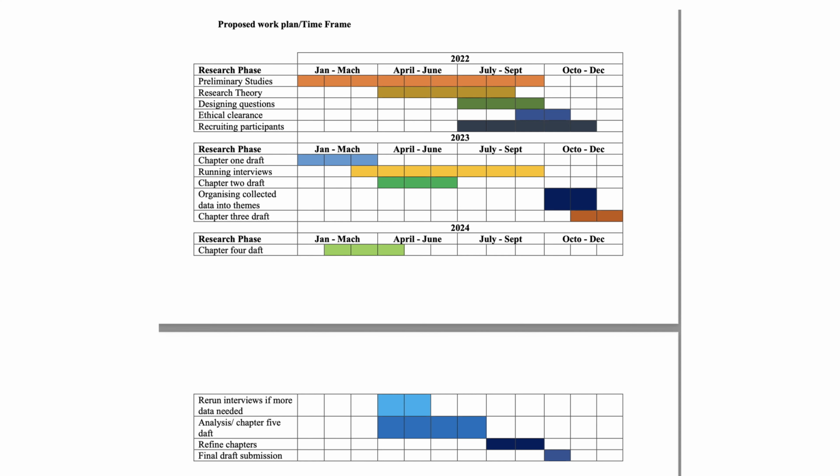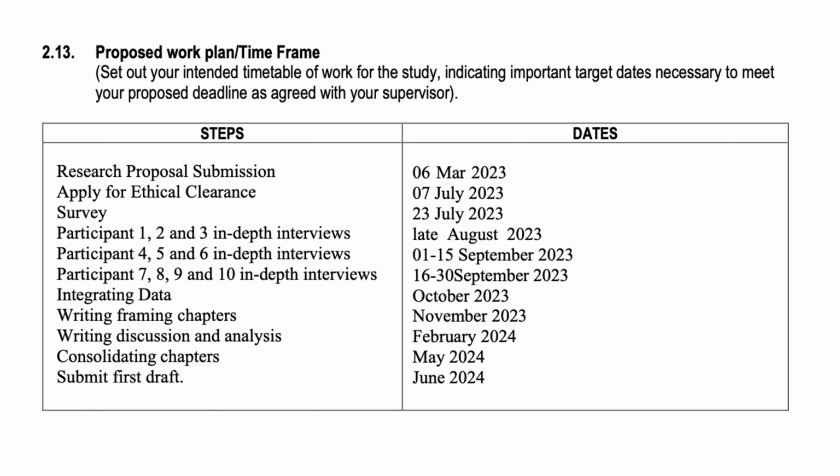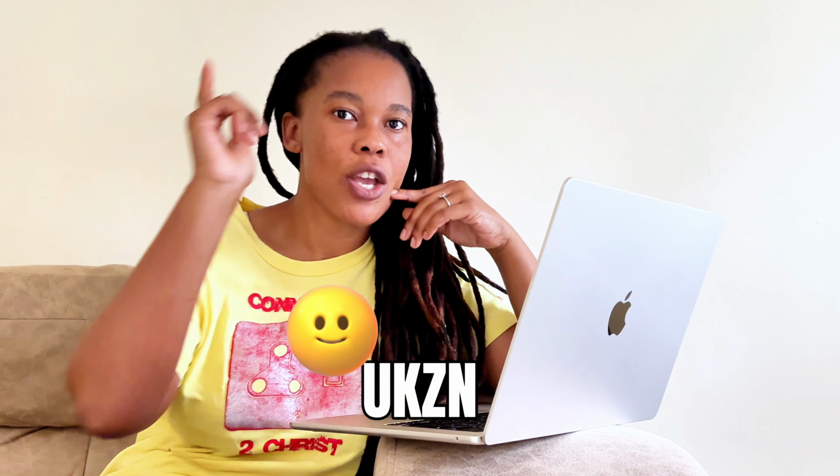For the purpose of this video, here is a Gantt chart that I created for my PhD while I was applying for an IRTG scholarship. And this is the timeline in a table form that I used to apply for my PhD in the institution that I am in, the best university ever, University of KwaZulu-Natal.